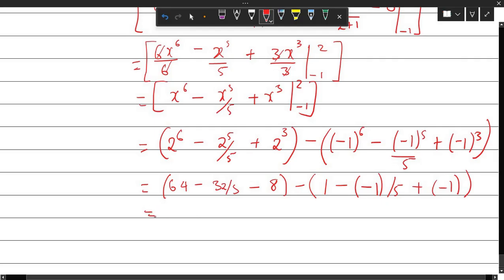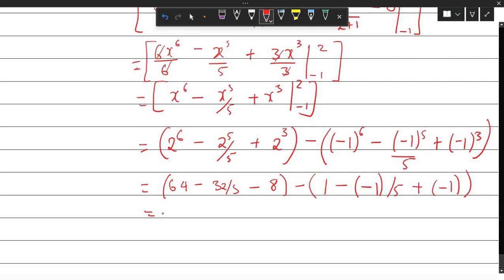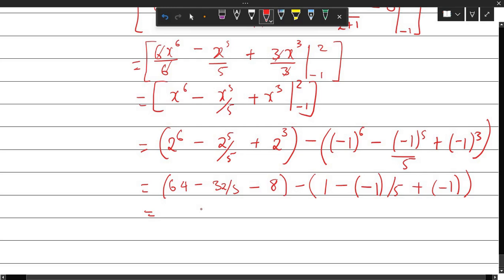So we can say 32 divided by 5 gives us 6.4. So here this is 6.4. So we say 64 minus 6.4 to be 57.6 minus 8. So it will give us 49.6. This is everything here.